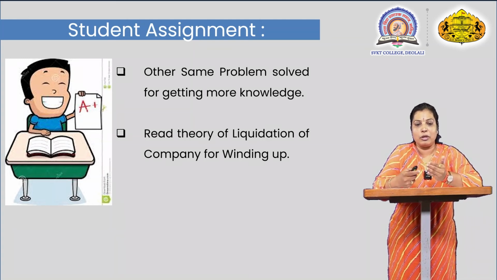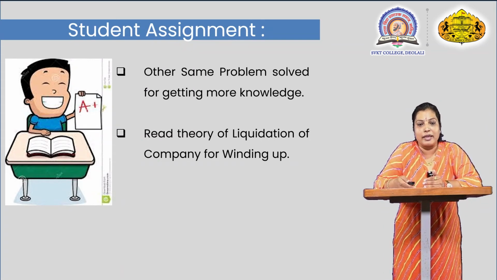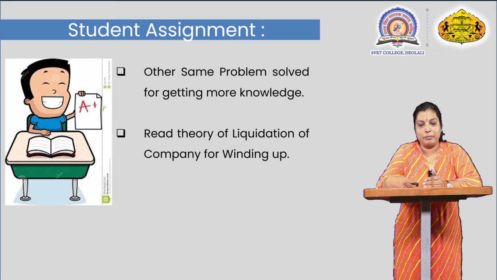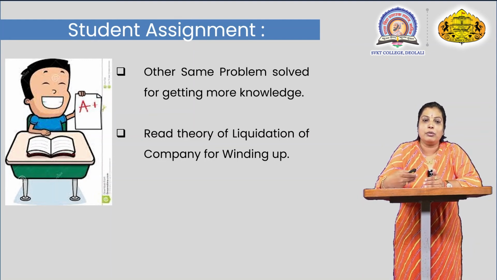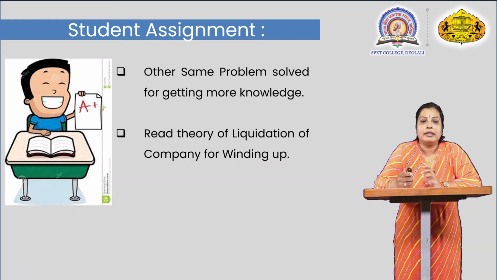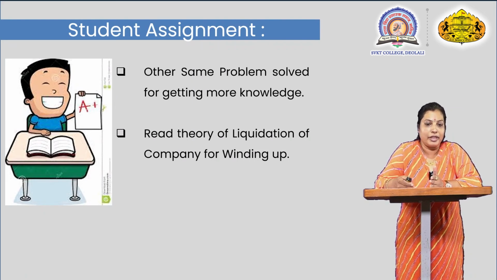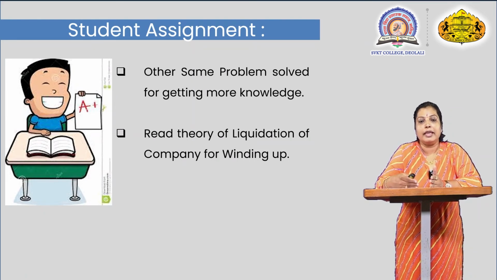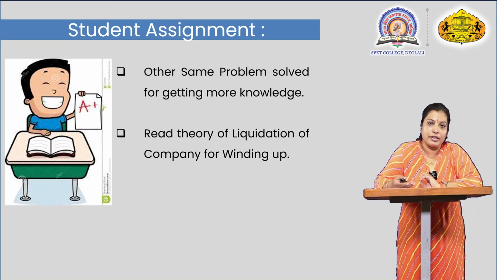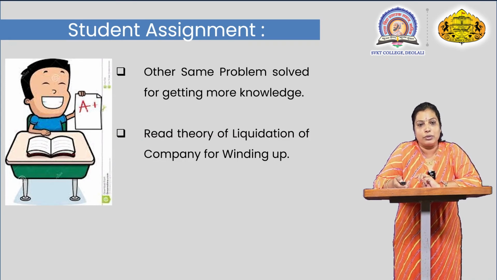How much amount is realized by the liquidators of the company, and on the payment side, the payment order given by the code is very important. Now you can solve the various types of problems in the student assignment for getting more knowledge. Now you should simultaneously read the various theories of liquidation and winding up of companies, like modes of payment, purchase consideration, the types of purchase consideration, and the number of theoretical problems you can solve in the student assignment.